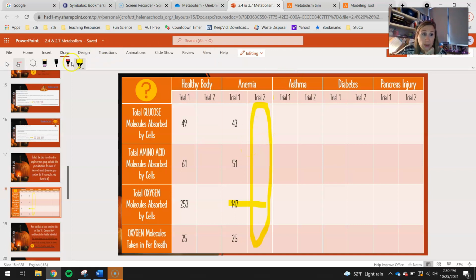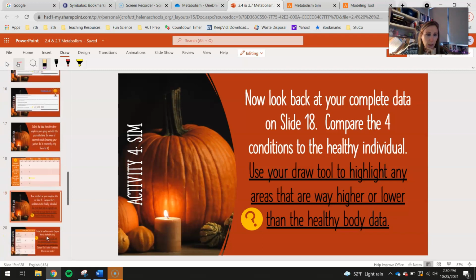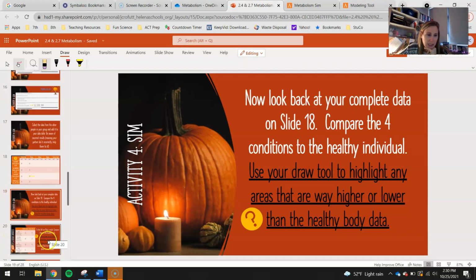What I want you guys to do is use your draw tool and go through and highlight all the ones that you find a huge difference for. Compare your glucose for asthma, your amino acids, your oxygen, and the oxygens per breath for both your asthma trials. Do the same for your diabetes and the same for your pancreas injury. What you're looking at is the differences in those molecules. Once you guys have done that, then let's find out about Elisa's test results.